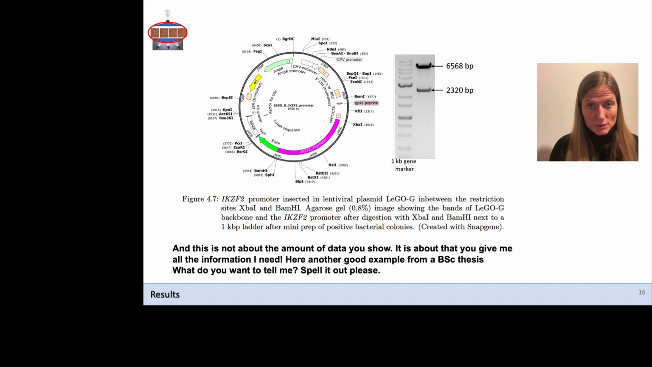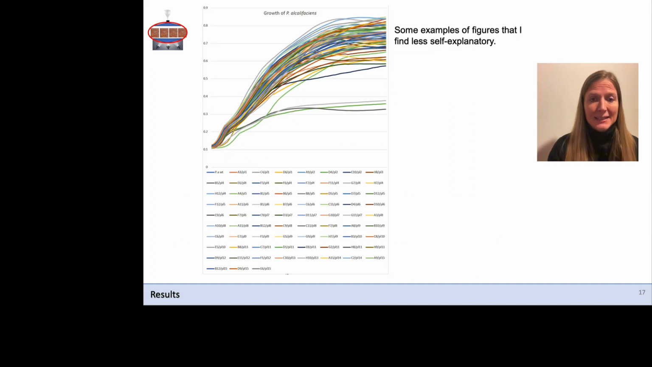Now I show you some more examples that I had more difficulties with. Again, this is no finger pointing, but maybe you can understand then how to make more complete figures. You see here a graph with an X and a Y axis that are not labeled. I don't know what is shown here. And I see a lot of colored lines that have cryptic abbreviations that I don't know what exactly they are.